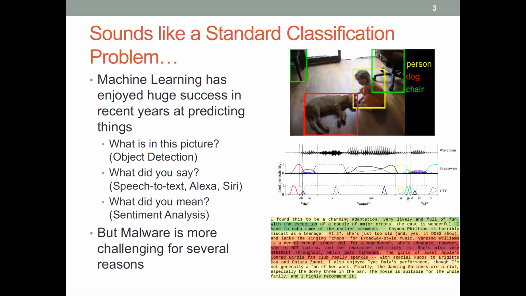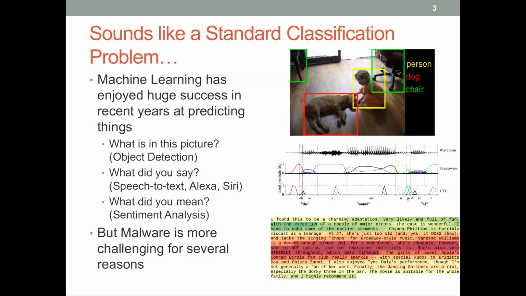So malware detection sounds like a standard classification problem. We've already talked about how we can use machine learning classifiers to detect malware. The authors specifically point out the success of deep learning in various domains, such as object detection in images, image classification using convolutional neural networks, speech recognition in instances such as Alexa and Siri, and natural language processing, for example, sentiment analysis. What is the sentiment behind a particular sentence or a piece of text? Is it happy? Is it sad?